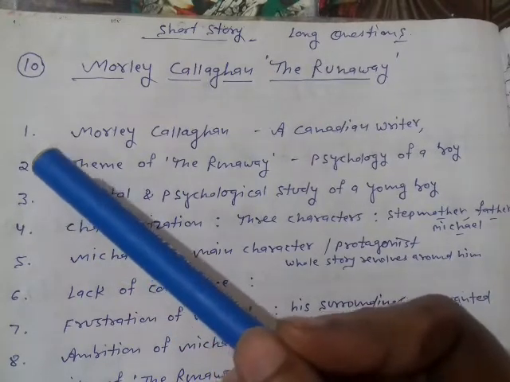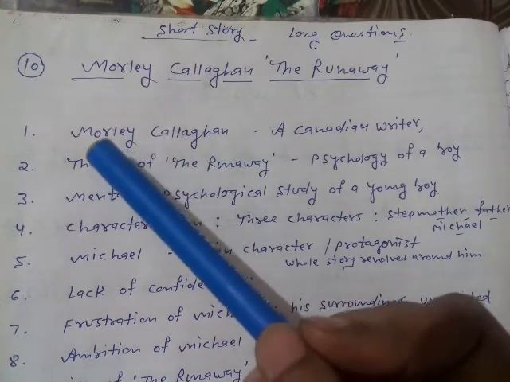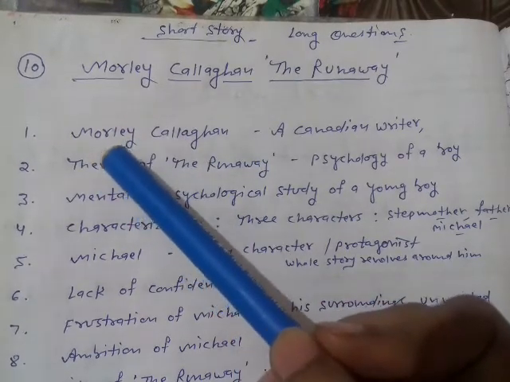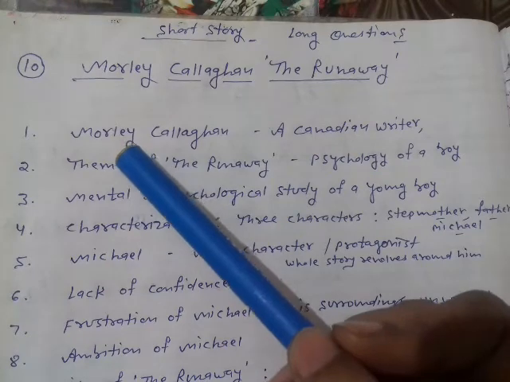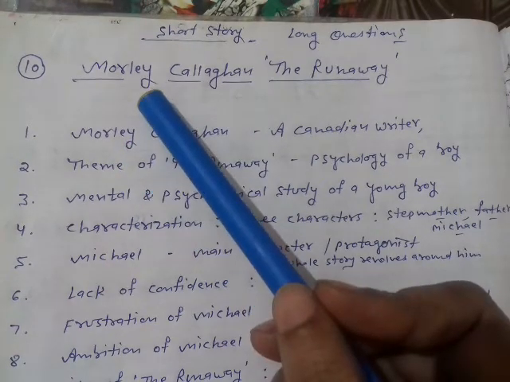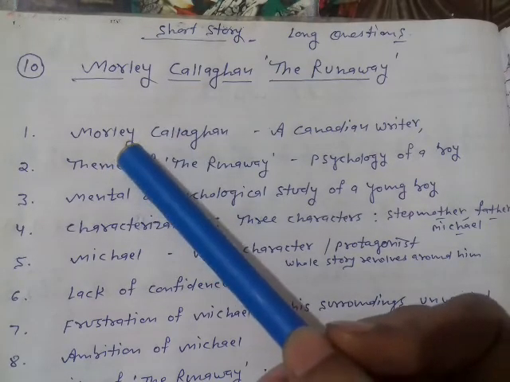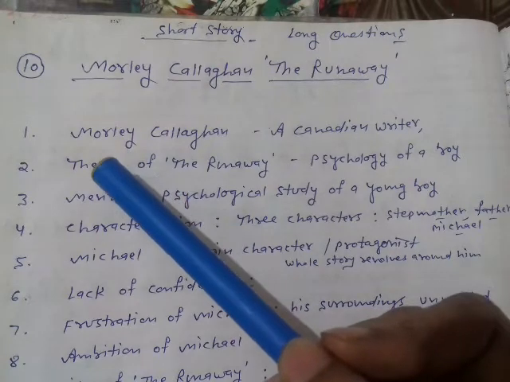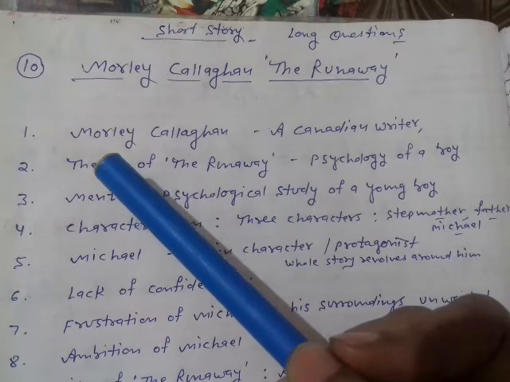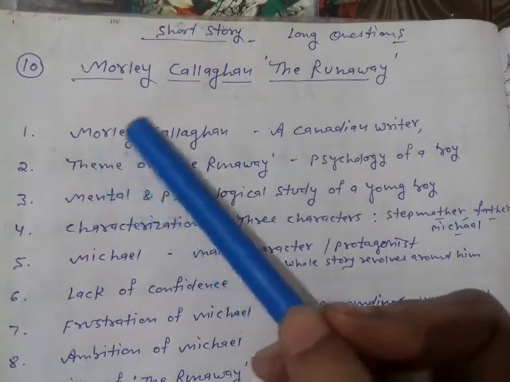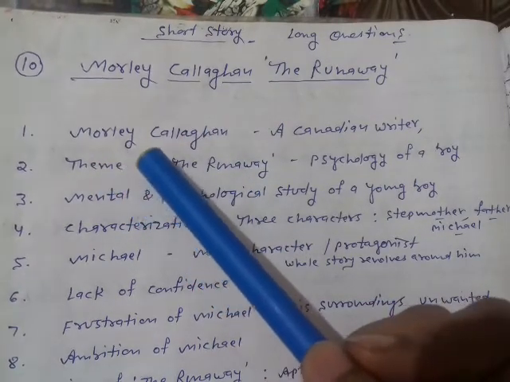So the very first heading or the very first point will always depend on the writer, and in this heading you have to give a little introduction of the short story writer, whoever is the writer of your syllabus. And here is Morley Callaghan. So first of all, you have to tell in fewest lines about Morley. For example, Morley was a Canadian writer. In this way you can write whatever you want, but only within few lines, 3 or 4 lines. So the very first heading is related to the writer of this short story, Morley Callaghan.